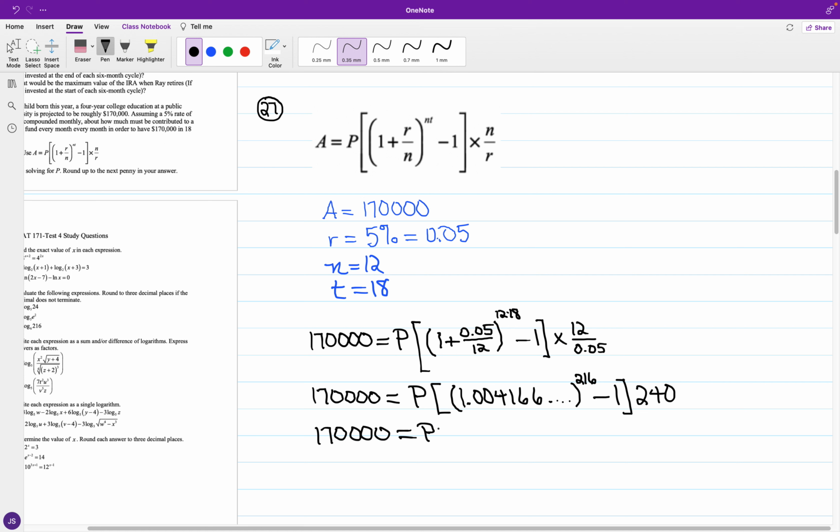Inside the bracket, this small decimal number to the 216th power is going to be a little bit under 2.5, so 2.455 among the first digits. And again, we're going to subtract 1.